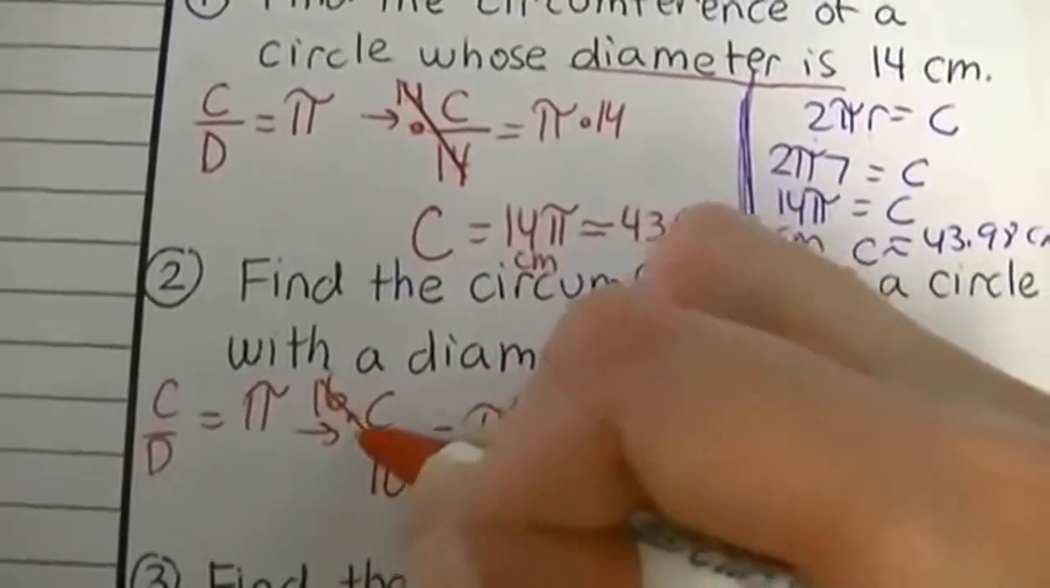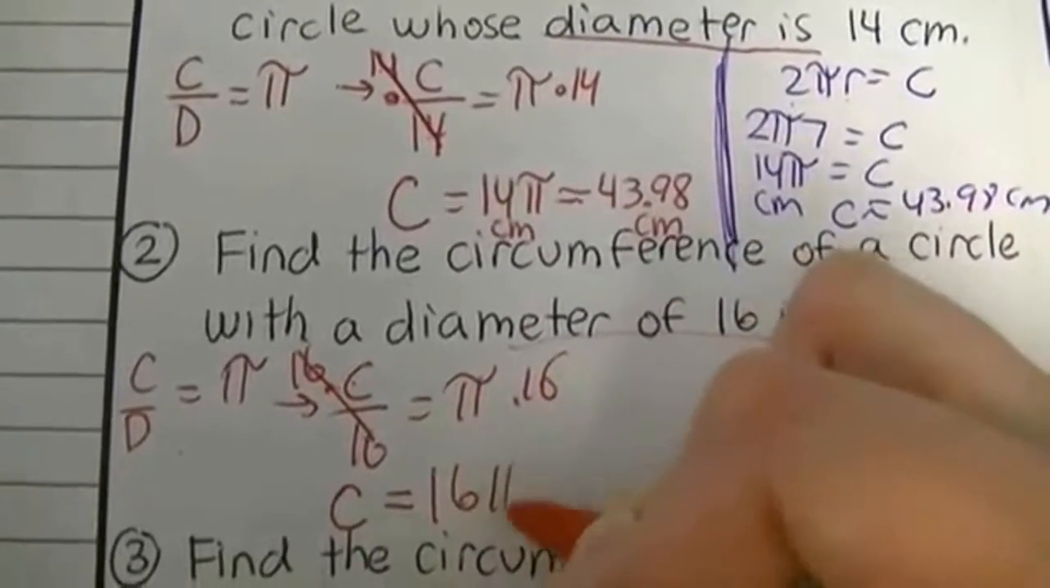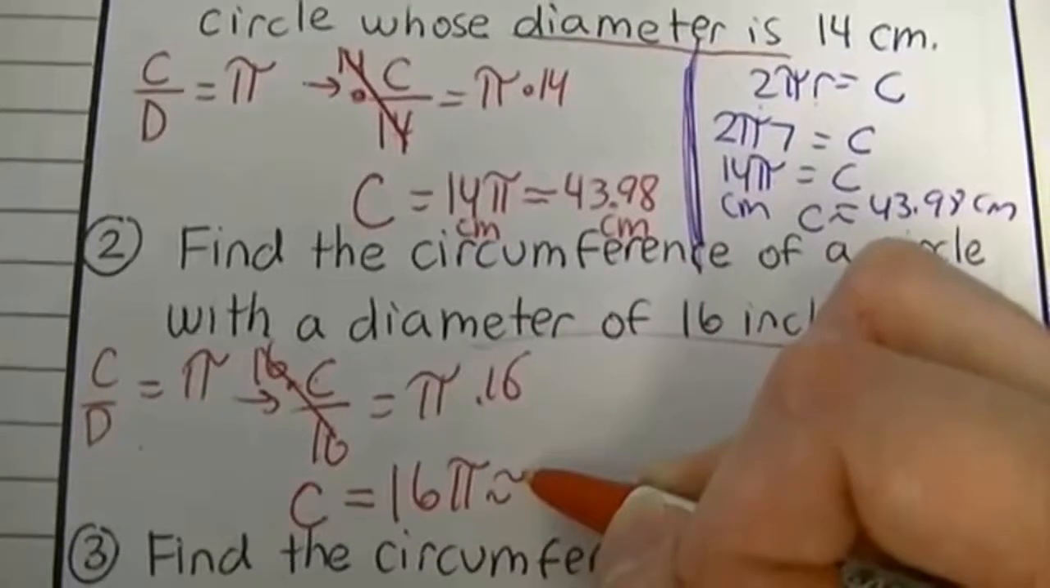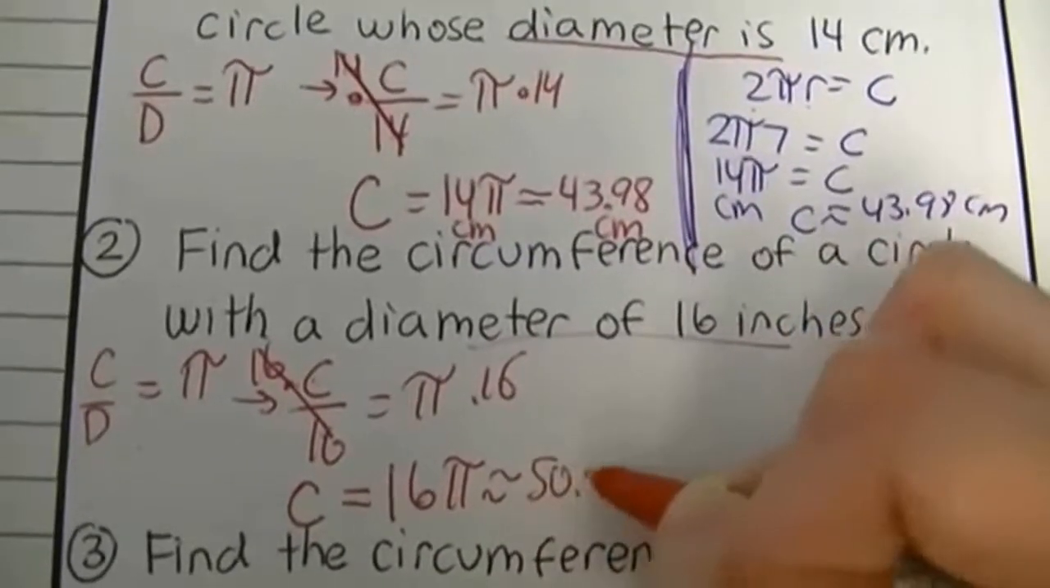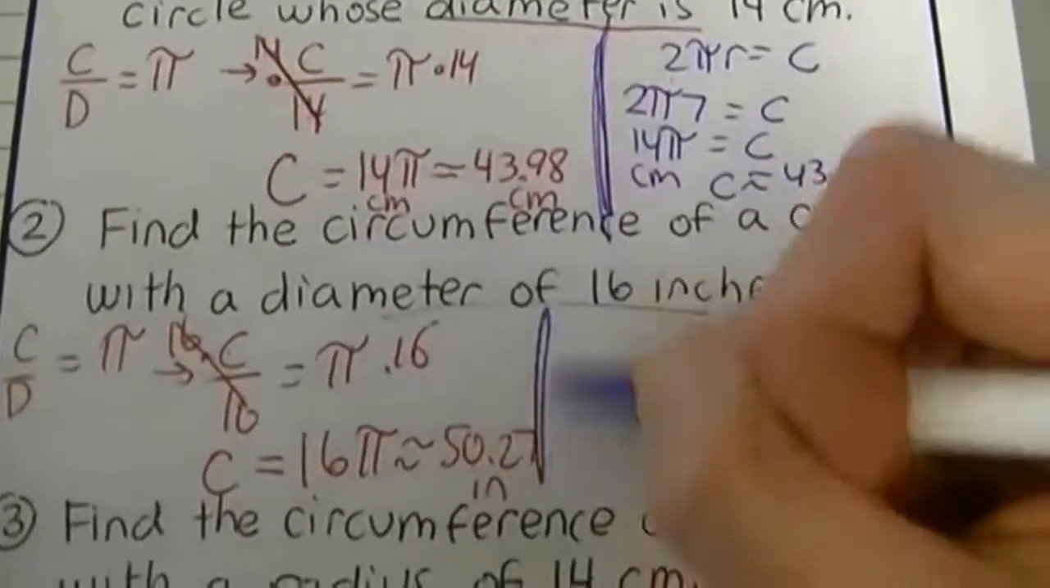16 divided by 16 is 1. 1 times C is C. C is equal to exactly 16 pi, which is approximately, if you go 16 times pi, 50.27 inches, approximately. Okay, now the other one, if you like the other one better.